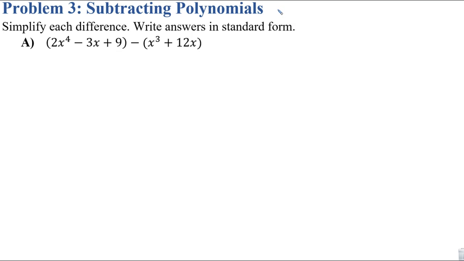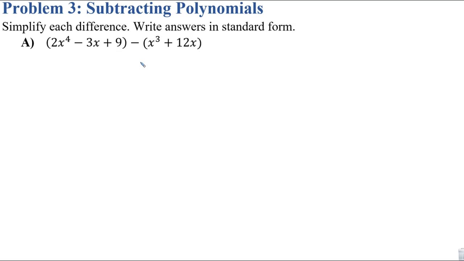In problem 3, we're looking at subtracting polynomials. So same idea, simplify the difference this time and write the answer in standard form. Now the only difference I have between this problem and my last one is I have subtraction between my two polynomials. And I actually have the same numbers here. It looks like I copied and pasted and actually forgot to switch the stuff up.